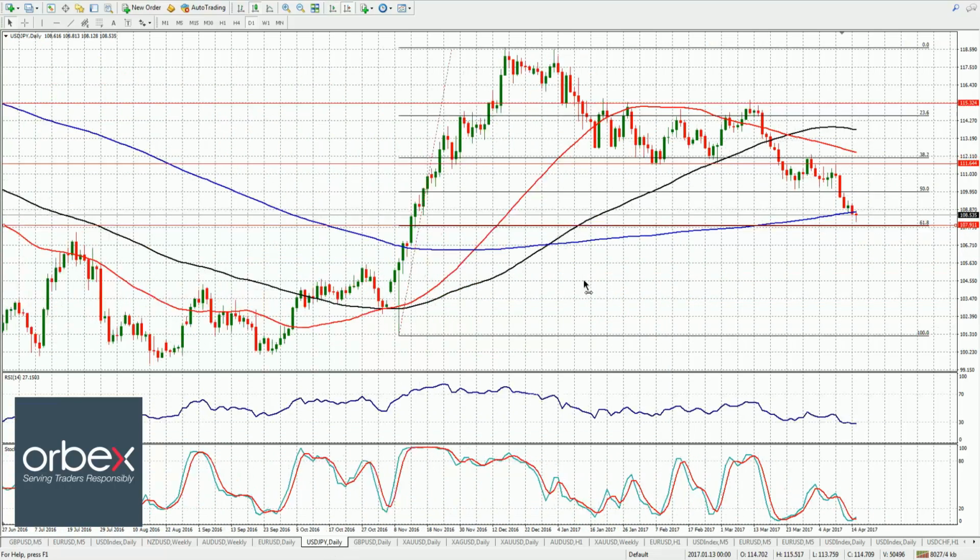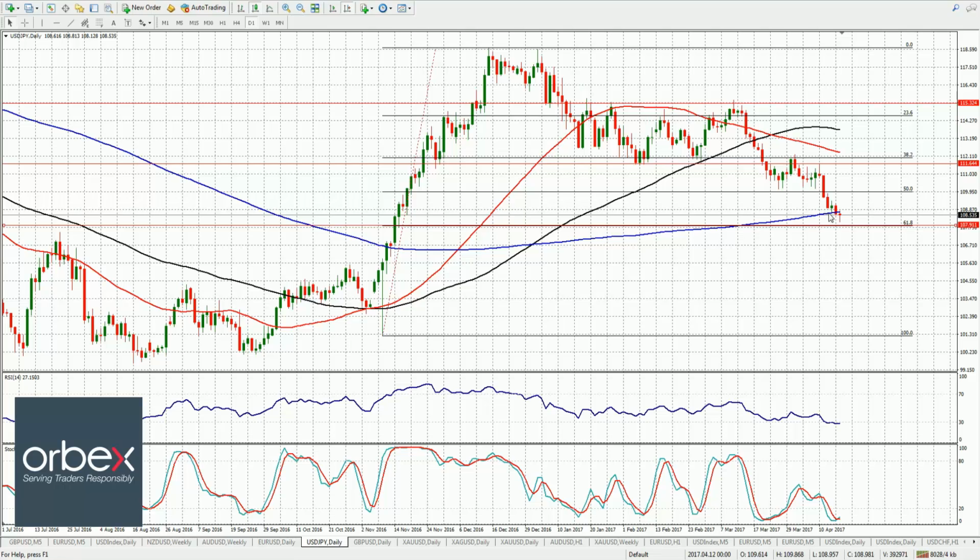Dollar yen is very technical again, very technical levels. We broke through the 50-day moving average and the 200-day moving average on the daily chart last week. This week we tested the daily moving average at the beginning of the trading session at 108.75 and continued all the way down, but still we had another tick higher, 108.50 so far.